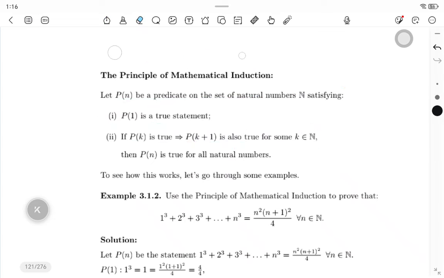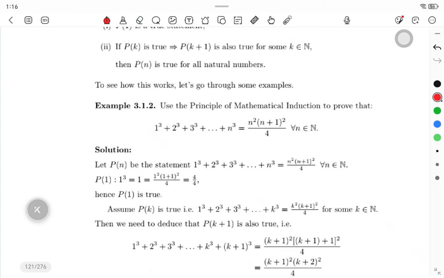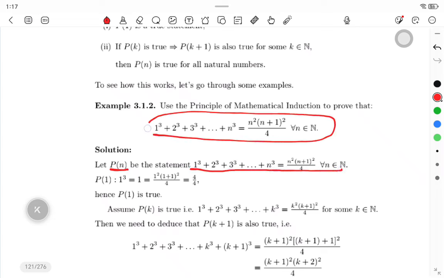Every time you're solving a question, you are always going to let P(n) be a predicate on the set of natural numbers, satisfying whatever statement you're dealing with. So what you're going to do here is say let P(n) be the statement. Whatever you're given, you copy all of it. Also, this can be replaced by saying P(n) such that, and then you write the statement here.